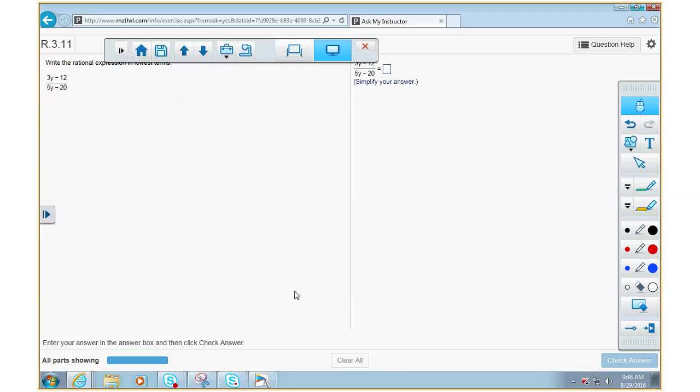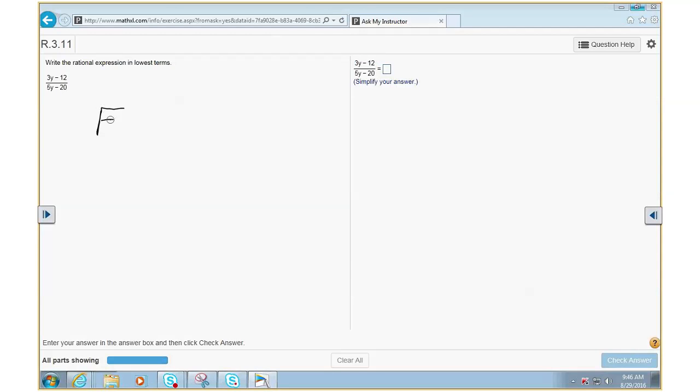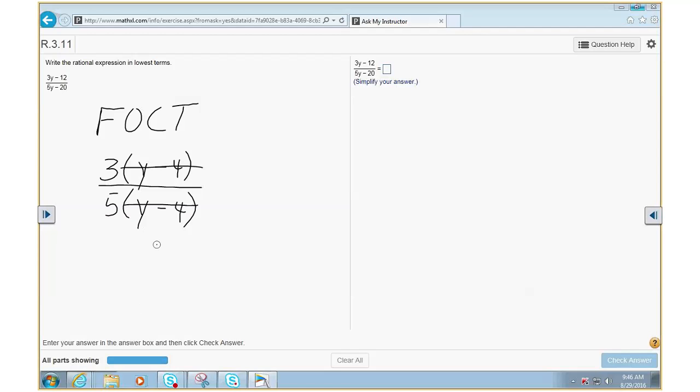Well, what's the only thing you can do here? Factor out a common term, Hubert. Thank you, class. Thank you for the interaction. What can come out of 3y minus 12? It leaves you with y minus 4. What can come out of the bottom? 5. Well, that leaves y minus 4. What happens to y minus 4 with y minus 4? You left it 3/5.